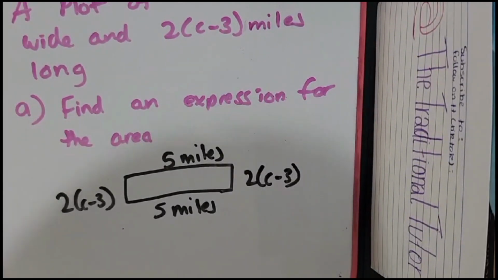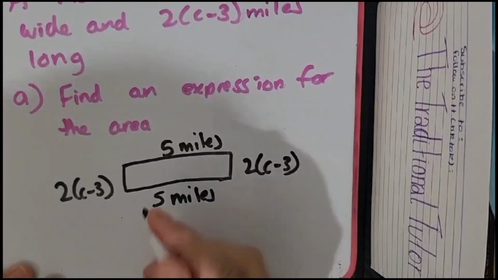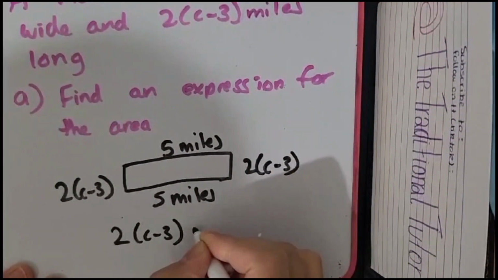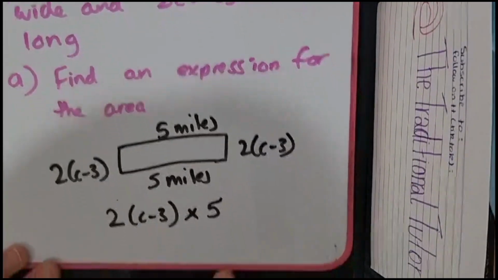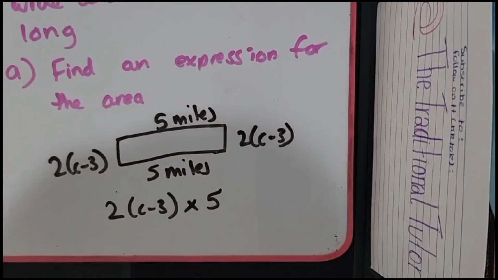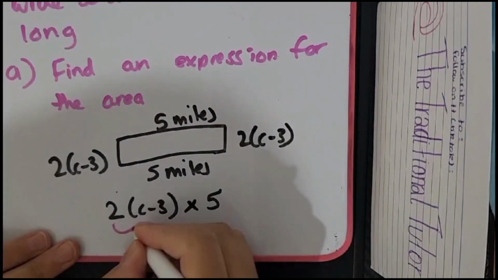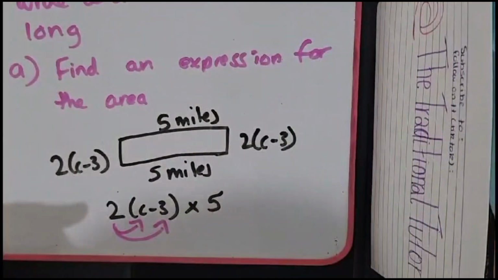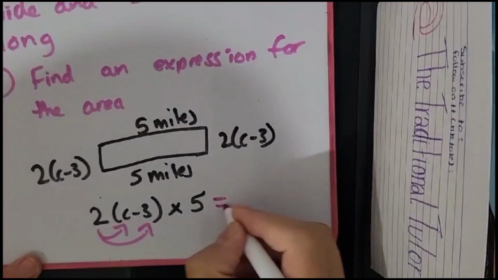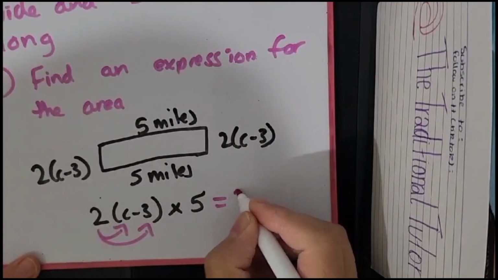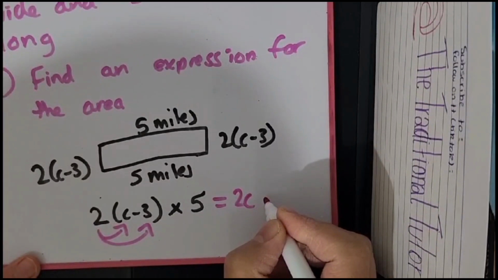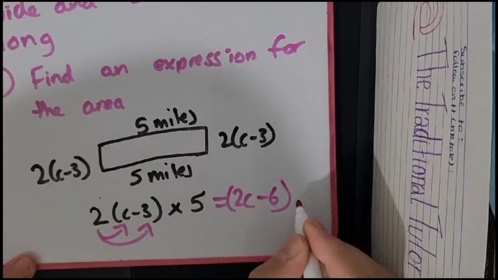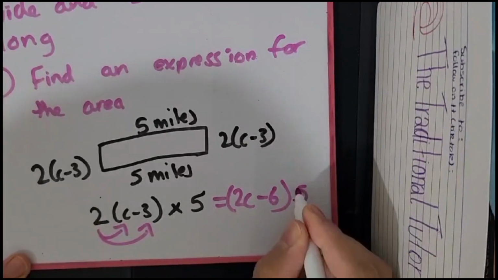So to work out the area, again, I've got to be remembering to multiply out my length and width. So 2 times c minus 3, and it's been times by 5. So I've got to expand this bracket here first. Okay, so I'm going to again go ahead and use my arrows. So that means that I've got 2 times c is 2c, and 2 times negative 3, which is negative 6. And I've got to remember to be timesing it by a 5.